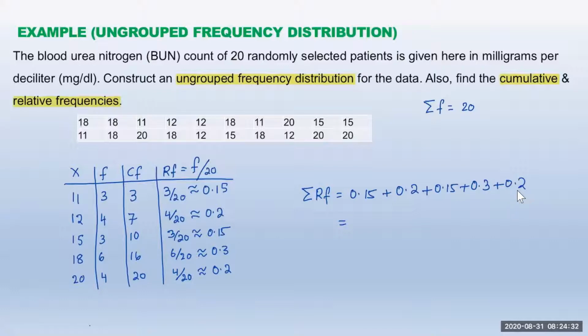So always remember, when you add the relative frequencies, the sum must be 1. That's the quick way you can check. You find the relative frequency and then try to add and see whether it is 1 or not. If you get 1, you are doing it right. Always remember, relative frequency is equal to frequency divided by the total number of observations, or the sum of all frequencies.